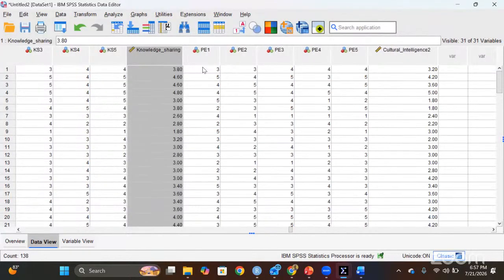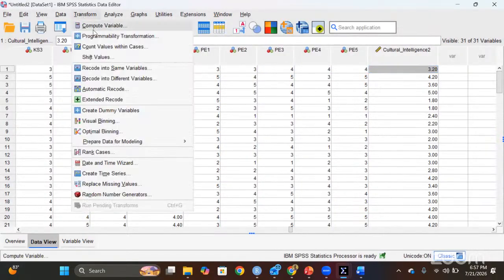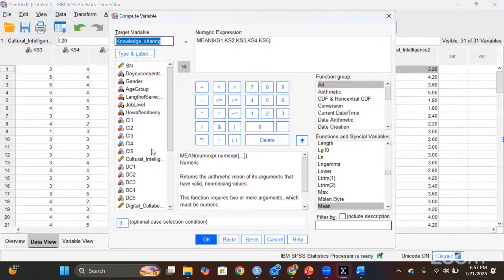You can see. Then for the last one, project effectiveness, click on transform, compute variable. Then this time around, we want to do project effectiveness. So this one will now be P1. So it will be P2.